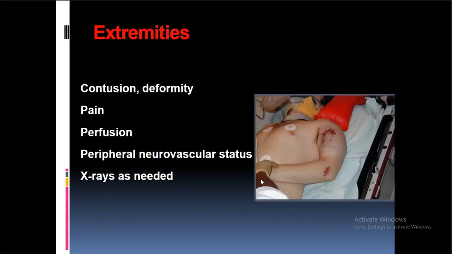Extremities, I should now assess for contusion or deformity, pain and perfusion, peripheral neurovascular status, features of compartment syndrome. If I find a tense lower limb, I can expect to have a compartment syndrome of the lower or upper limb, and I should do urgent fasciotomy to get rid of any necrosis and damage of the underlying tissues.